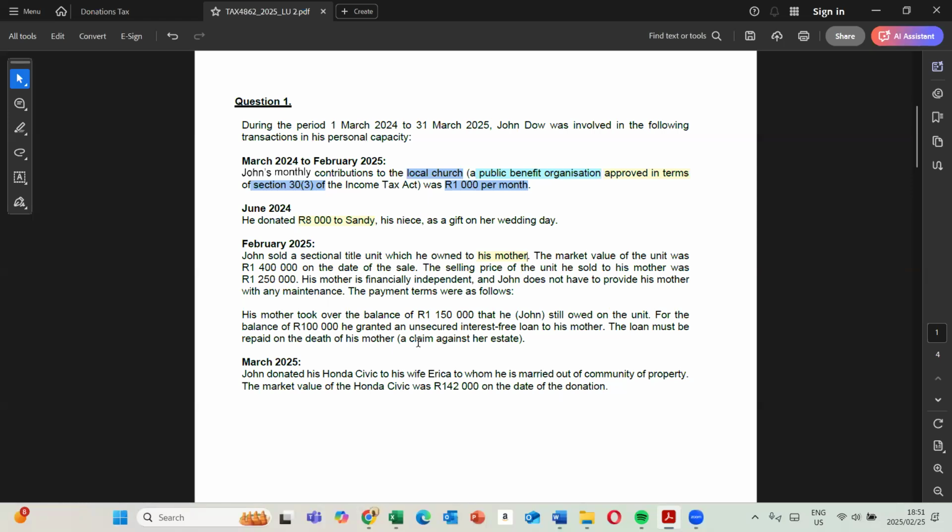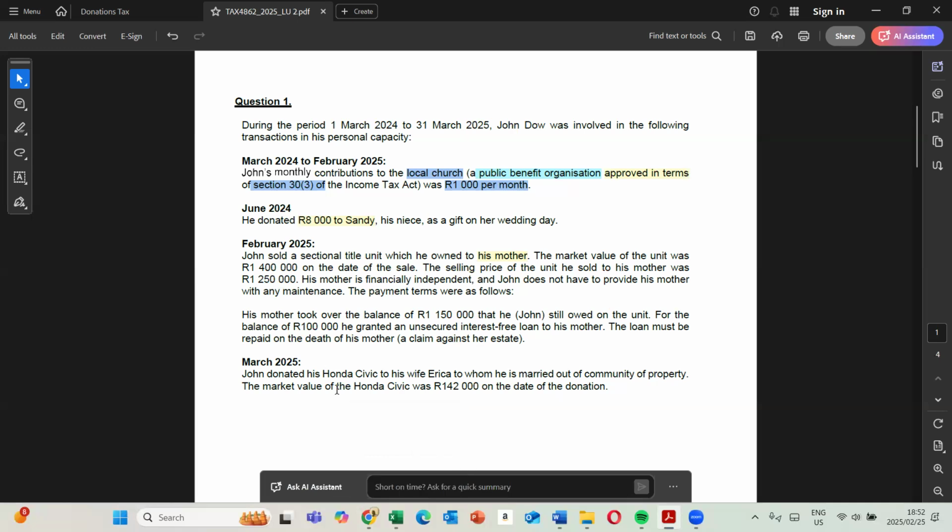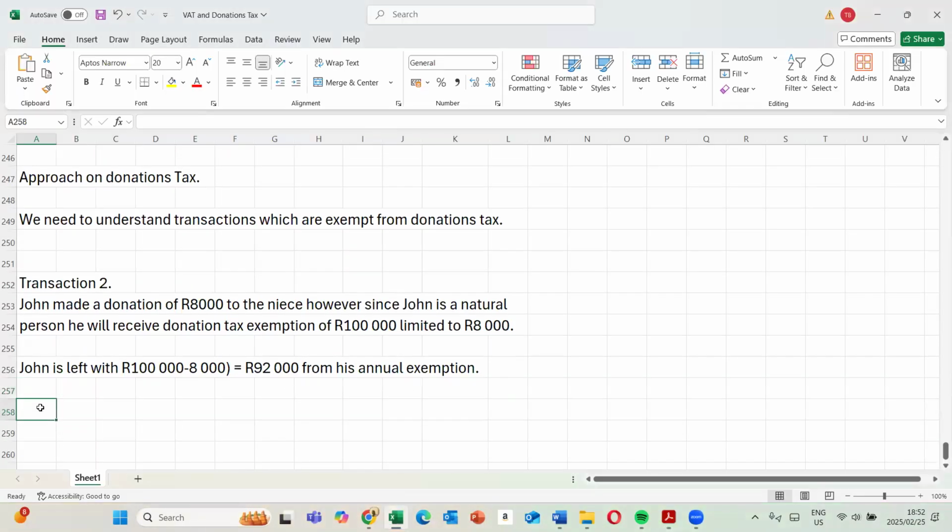There are a lot of principles in terms of this. The first principle we need to understand is that John is selling to his mother a house worth 1.4 million at 1,250,000. Remember, we mentioned that if you make a sale at less than market value, the difference between market value and the amount received will be a donation. So that is a donation to the mother.